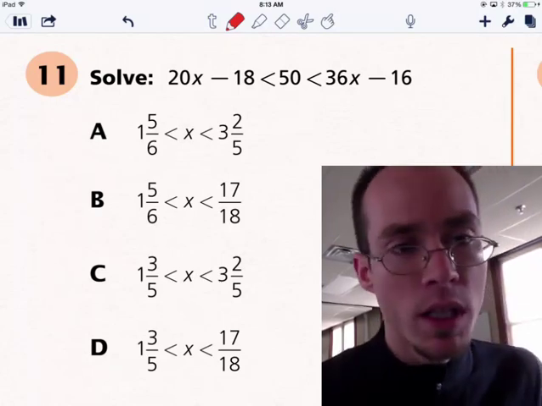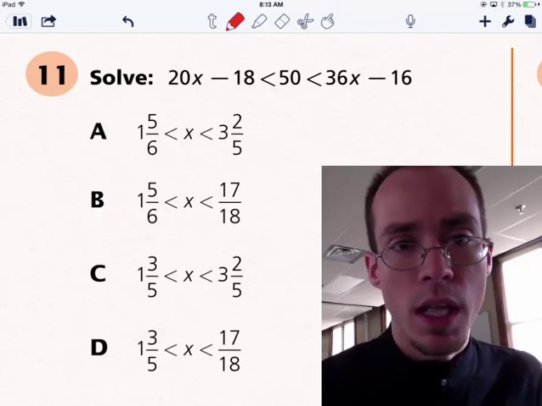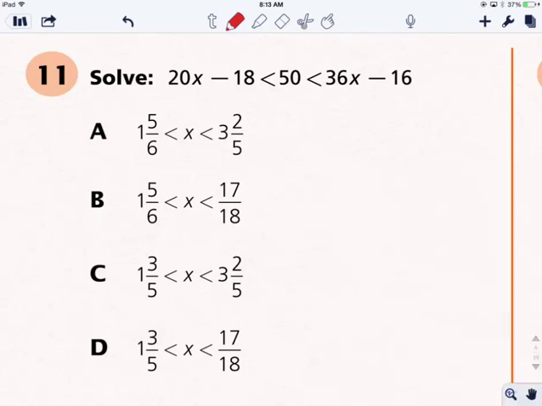Alright, so number 11 is a compound inequality that we have to solve. It's compound because it has two different unequal relationships here. What is particularly difficult about this one is that you have an x on the far left side of the compound inequality and an x on the far right side. So this problem really requires you to recognize that you can split the inequality.